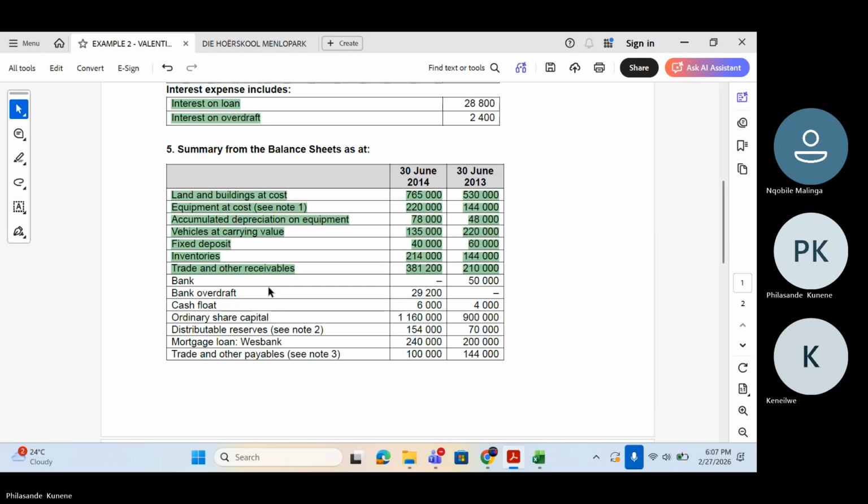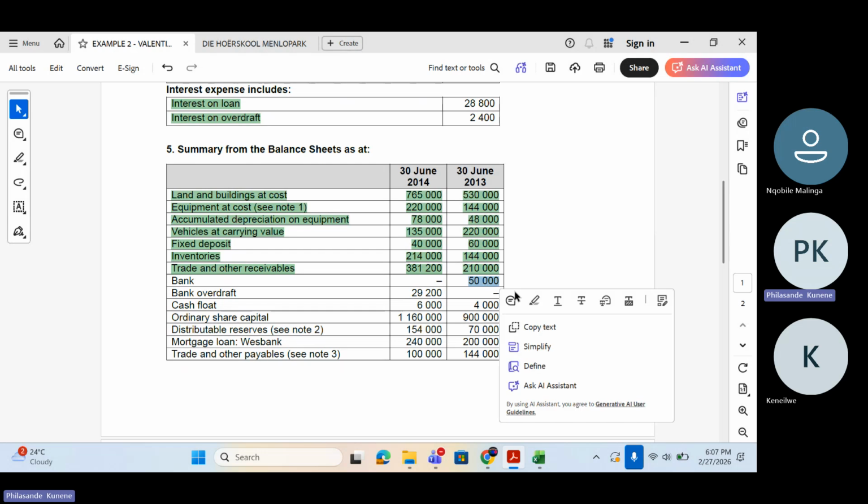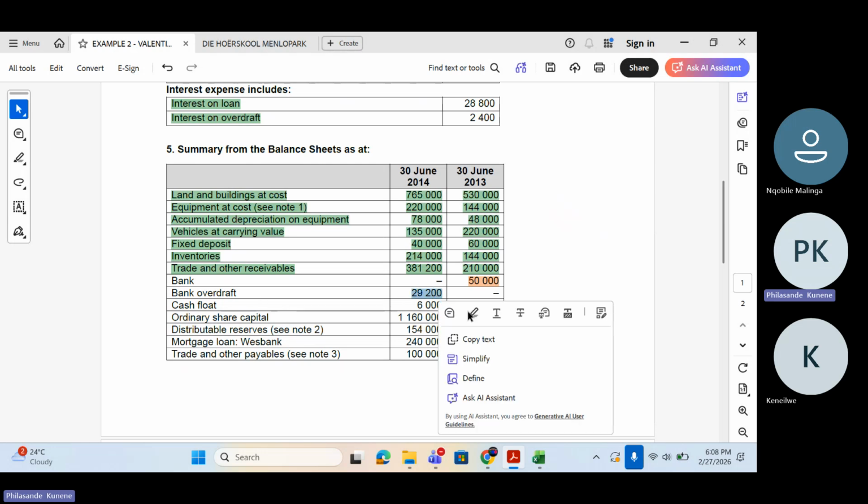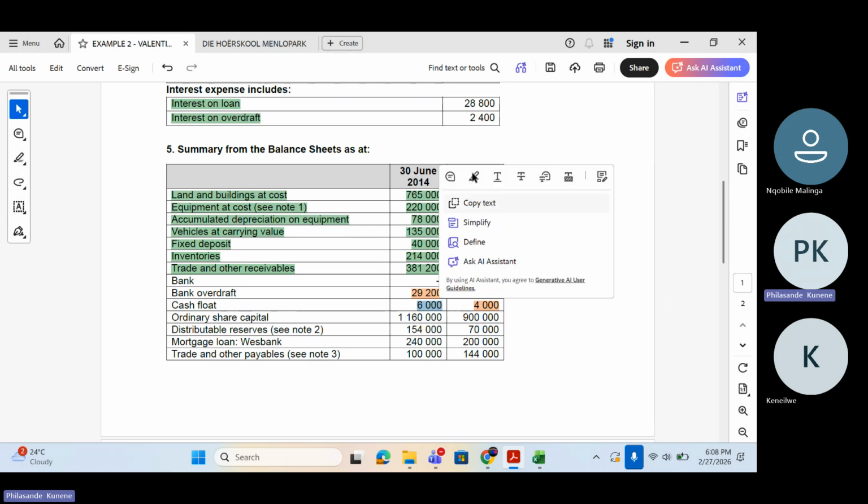So now what I want us to look at now is the bank. If you look here, the information in the bank account, we have 50,000 rand as the opening balance. We had cash of 50,000 rand in the bank. But looking at the current year, 30 June 2014, there is nothing here, which means we had a bank overdraft of 29,200 rand. Okay. And then we have a cash float of 4,000 in the previous year, and 6,000 in the current year. So the only thing we need to do now is go to the note.